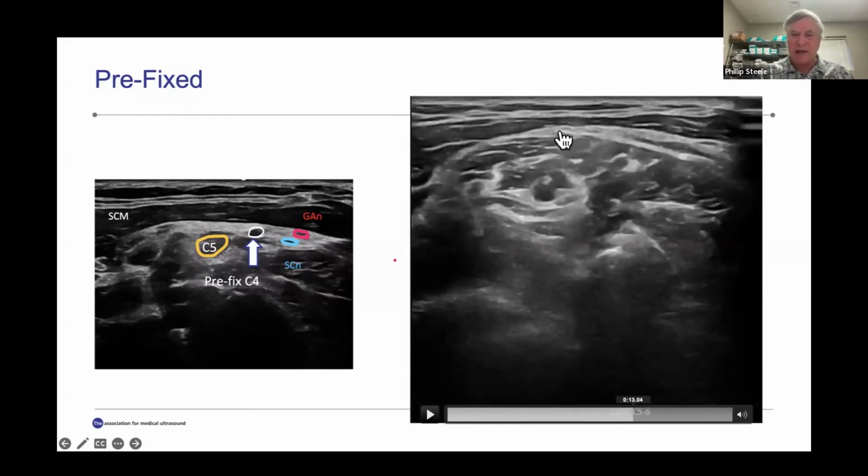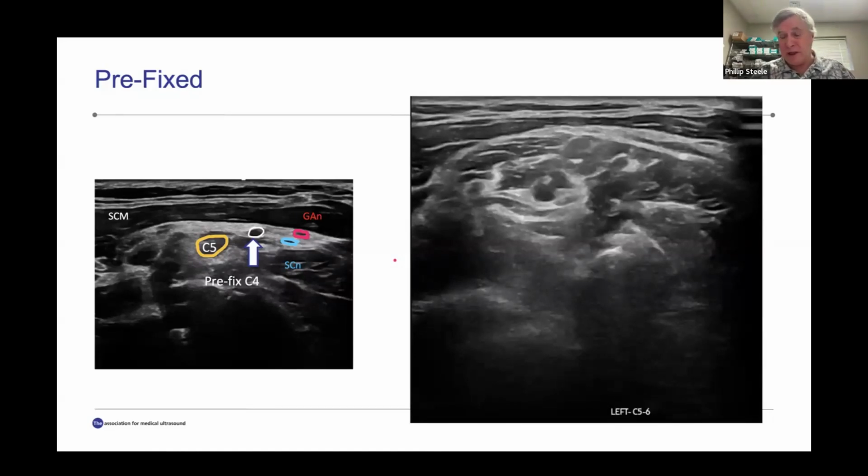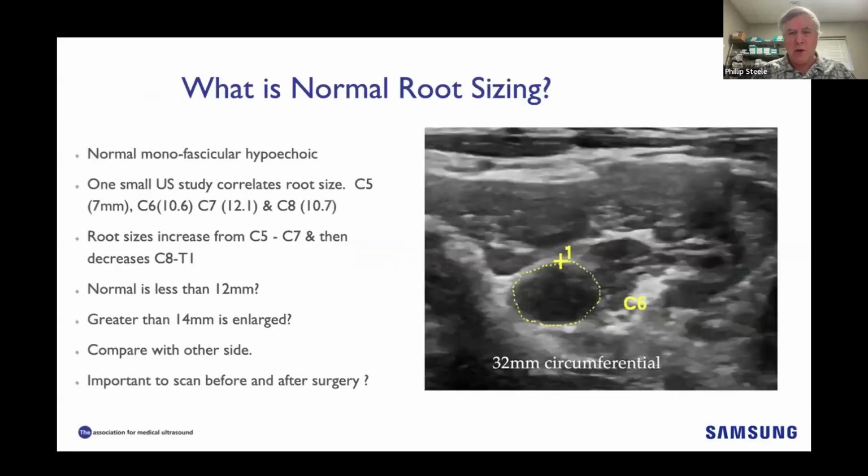And this is important to document because it changes, again, the radicular pain pattern that can occur from a C5 or C4 disc herniation. Okay. So now that we've talked about the prefixed lesion, we're going to talk a little bit about the size of the nerve roots as they exit. This is a massively enlarged C6 from a Parsonage-Turner syndrome.